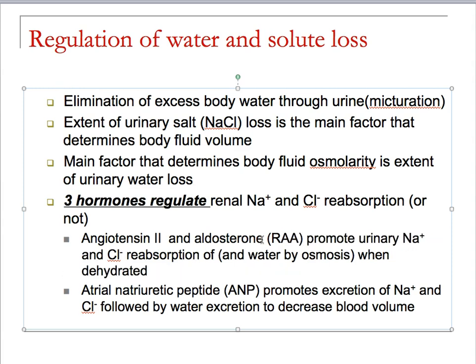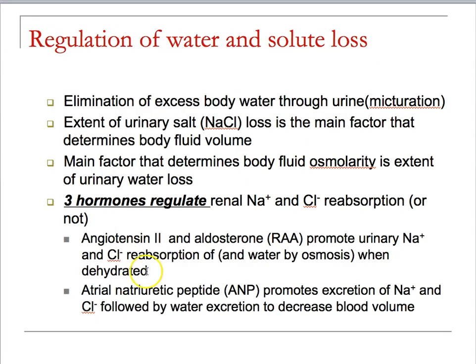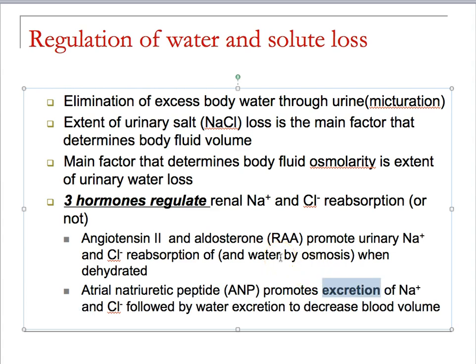Okay, and what's going to happen, of course, is they're going to cause the reabsorption of sodium and therefore chloride when you're dehydrated. But if you have too much water inside the bloodstream, it allows the secretion or excretion, would be the best way to put this, right? Excretion into the tubules, so that you secrete it into the tubules, excrete it out of the body. So sodium and chloride will follow it to actually decrease blood volume.